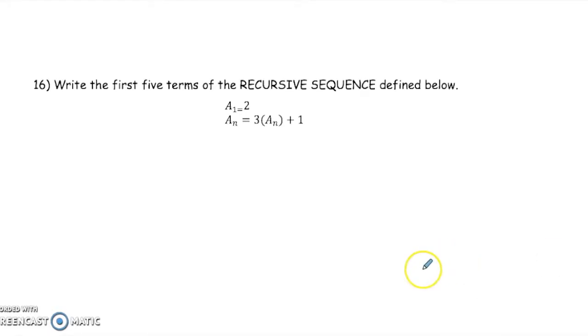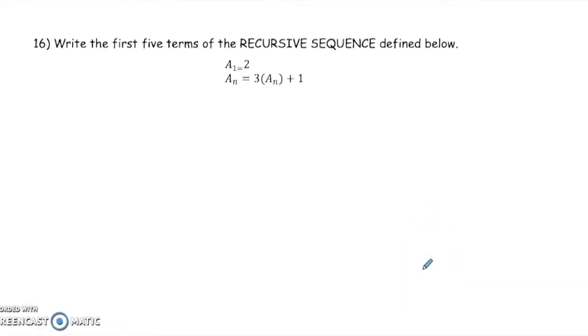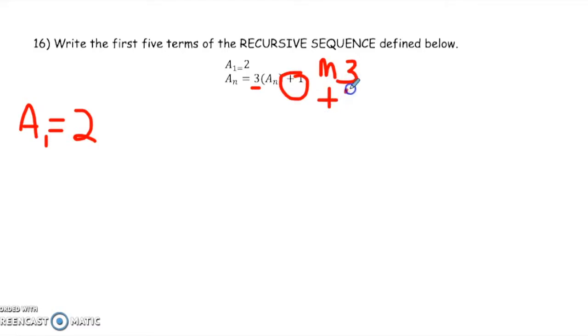All right, we're writing a recursive sequence. All right, so the first term is 2. The pattern is first multiply by 3, then add 1. So first you're going to multiply by 3, then add 1. Okay, so for the second term, you're going to take your first term and multiply it by 3 and then add 1.